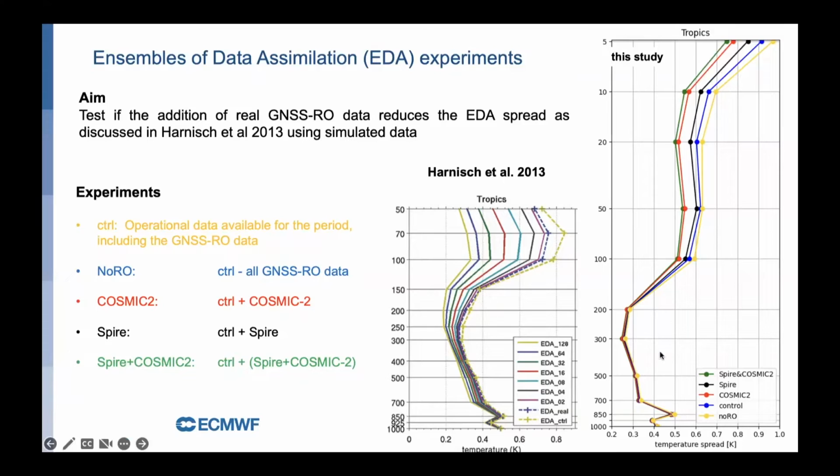And the right-hand side is my plot showing you as well for real GNSS-RO data that the spread reduces, especially in the stratosphere, as I said, which is not a surprise for GNSS-RO data because this is the core region.